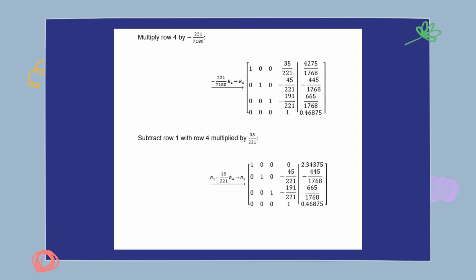Next, we need to change all the values above leading 1 into 0. We need to do it row by row. So now we will look at row 1 first. For row 1, we need to subtract row 1 with row 4 multiplied by 35 over 221. Now our row 1 are 1, 0, 0, 0, 2.34375.